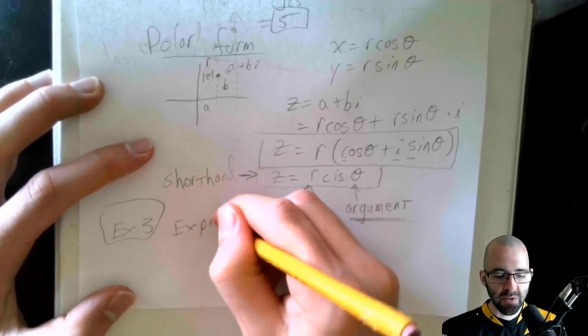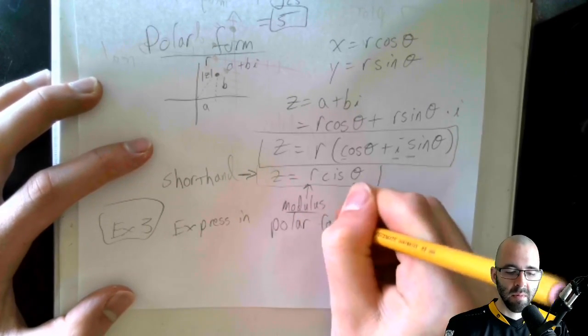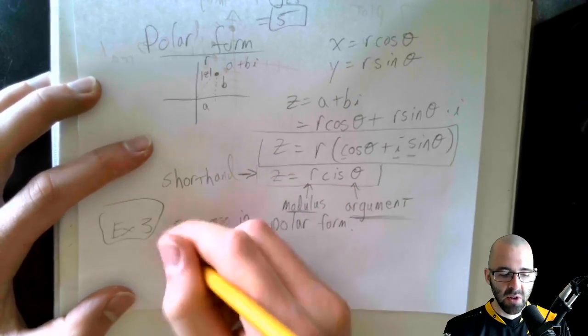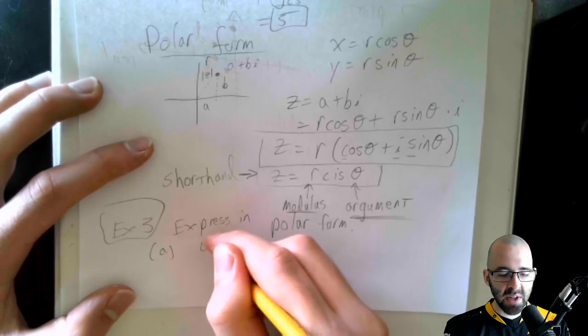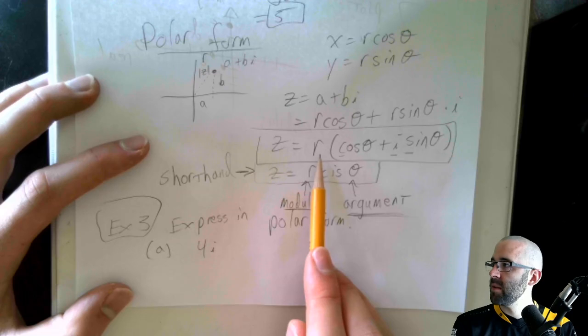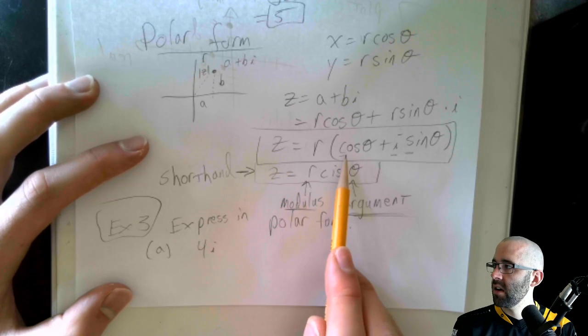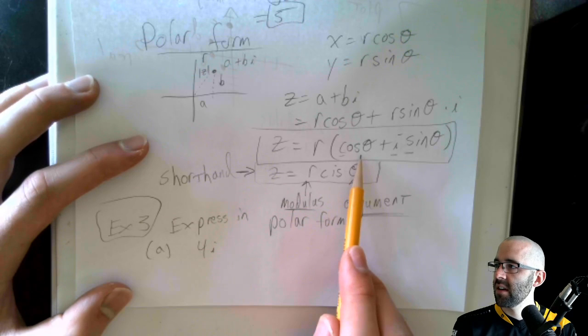So express in polar form. Part A. How do we express the number 4i in polar form? Well, this is polar form. We need the r, and we need theta.